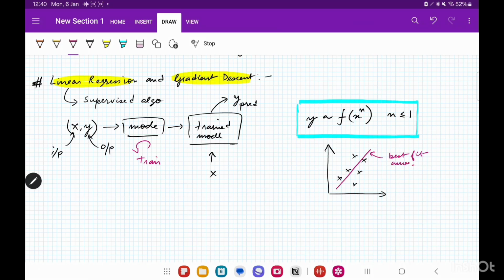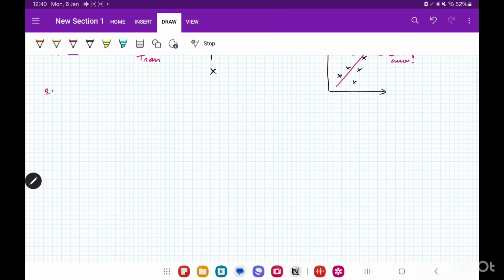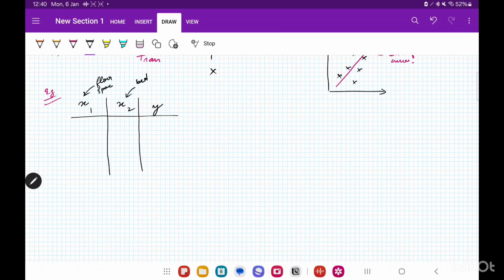So let's understand this with an example. Imagine we are trying to predict housing prices. Our dataset has two features, x1 and x2. x1 is the floor space in square feet, x2 is the number of bedrooms, and the output y is the price of the house that it was sold for. The price clearly depends on x1 and x2, but we need to figure out how much influence each feature has, right? To do this, we assume a simple model or hypothesis that looks something like this.